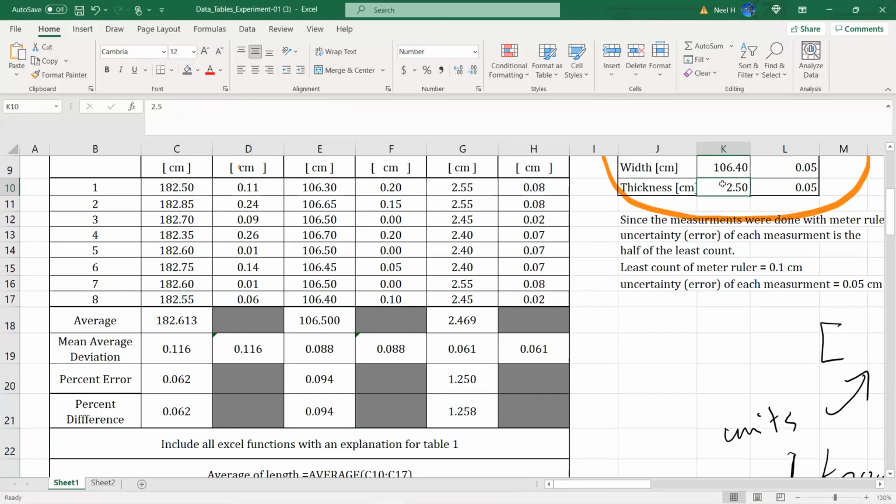Okay? But these two, length and width, are much larger numbers. A first decimal place error means just 1 millimeter or less. If I'm measuring 2 meters, an error down to 1 millimeter is not a big deal at all. That's the idea, okay? Any question?